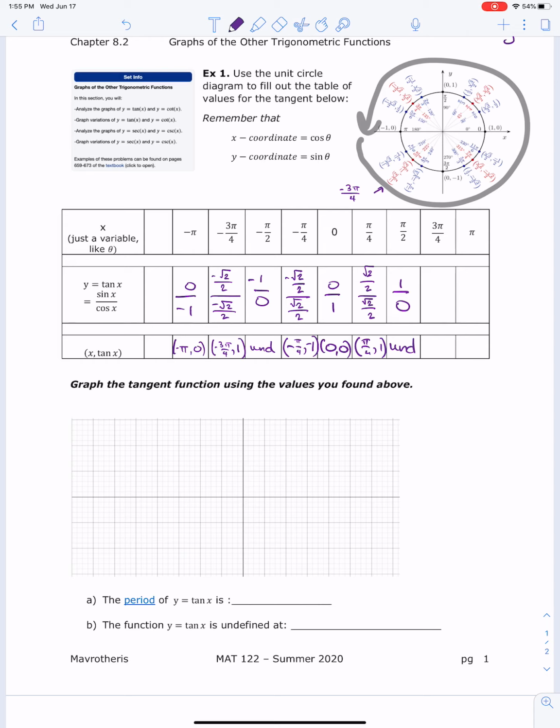At 3 pi over 4, my sine is positive, my cosine is negative. I get 3 pi over 4, negative 1. And at pi, 0 over negative 1, I get the ordered pair pi, 0. Okay? So again, it's the blank graph.